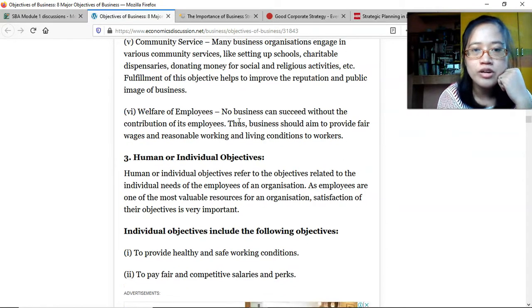Okay? Welfare of employees. No business can succeed without the contribution of the employees. So again, you have to ensure na sila ay satisfied. The business should aim to provide fair wages, reasonable working and living conditions to workers. Okay?